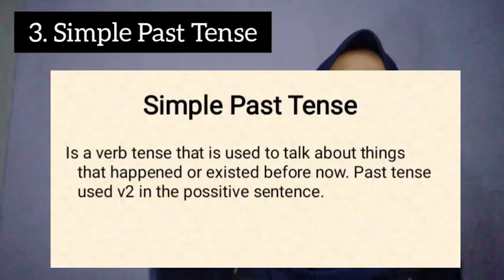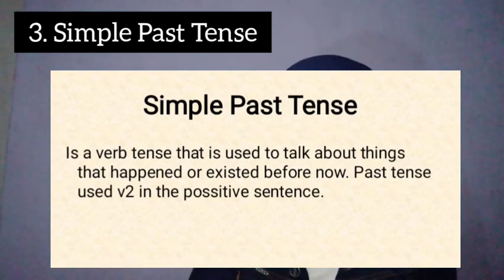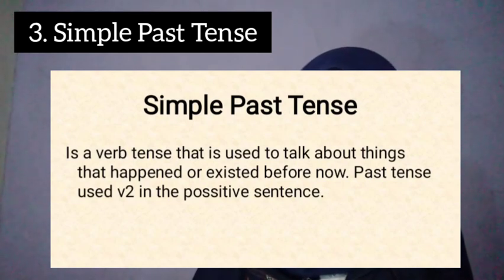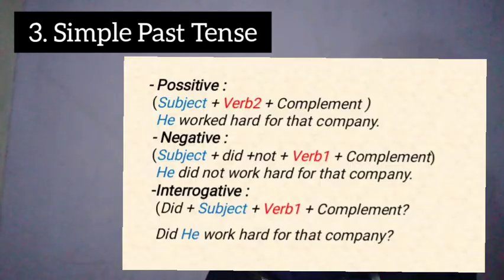And the next is simple past tense. Simple past tense is a verb tense that is used to talk about things that happened or existed before now. Past tense uses verb 2 in the positive sentence. This is the formula for positive sentence: subject plus verb 2 plus complement. Example is he worked.